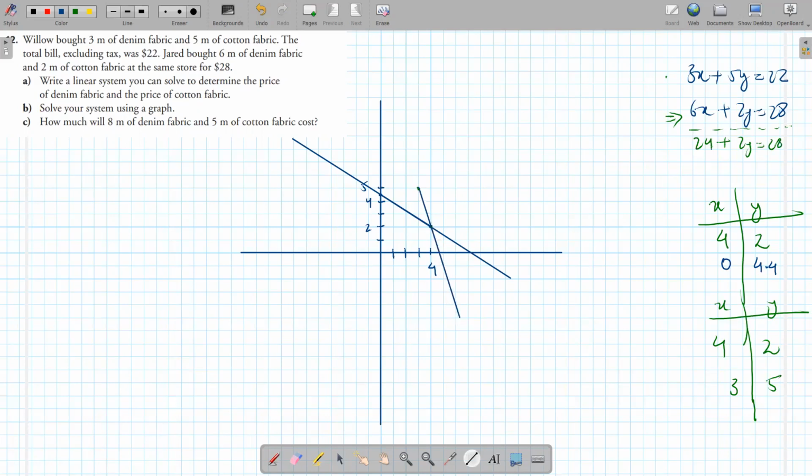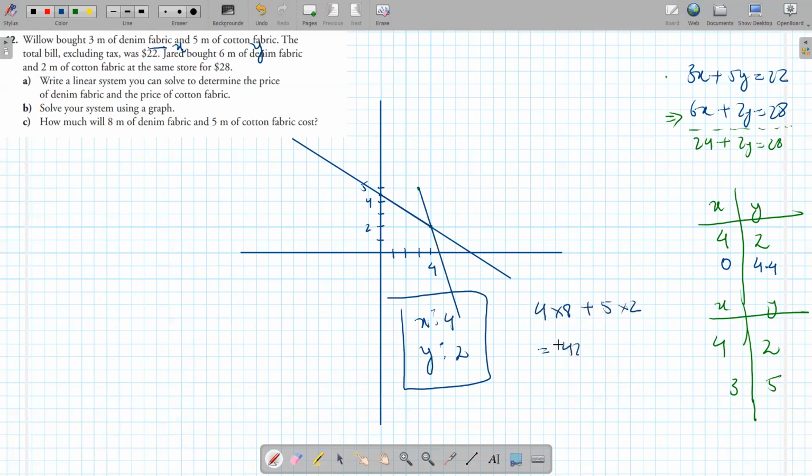They meet right there. What does that mean? Remember, X was denim and Y was cotton. That means denim costs $4 because that's our point of intersection, and our other guy costs $2. That's the answer to part A and B. Part C, how much will 8 meters of denim cost? That's going to be 4 times 8. 5 meters of cotton, well, that'll be 5 times 2. 32 plus 10, $42. And that's the end of this question.